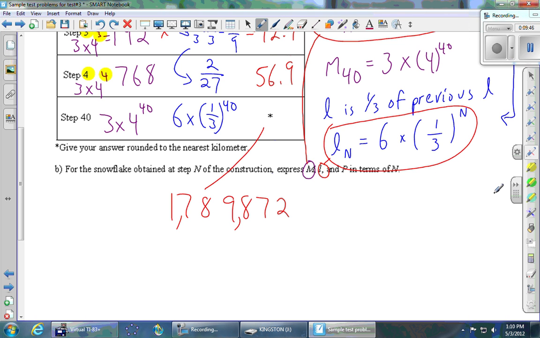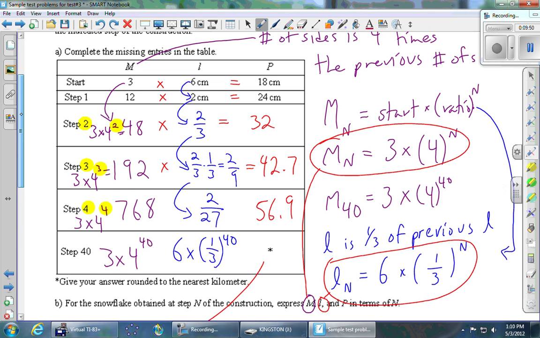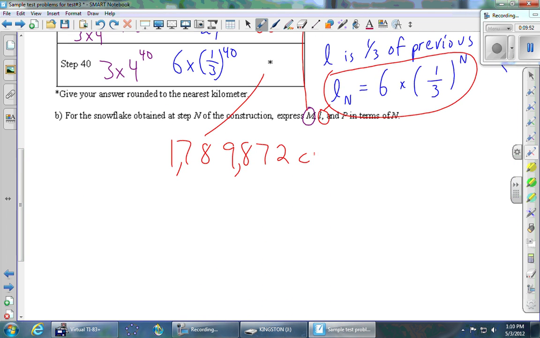But what are the units here? Well, the last column has been perimeter, and it's been in centimeters from the very beginning. So this is centimeters, and a million centimeters is not a very reasonable way to describe the perimeter of this object. So let's see if we can't get from centimeters to kilometers.